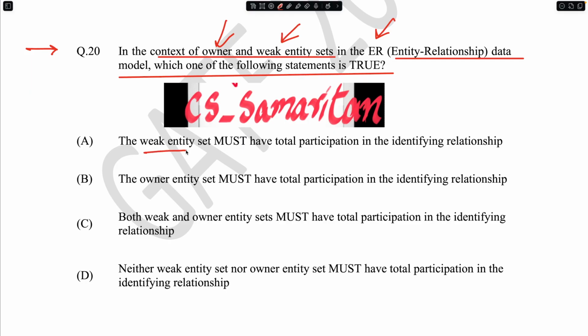Weak entity sets must have total participation in identifying relationships. Owner entity sets must have total participation in identifying relationships. Then both of them have total participation, and then neither of them must have total participation. Okay, so this is the whole concept that is being expressed. So I have to first explain these terms and then we can get to that, right?